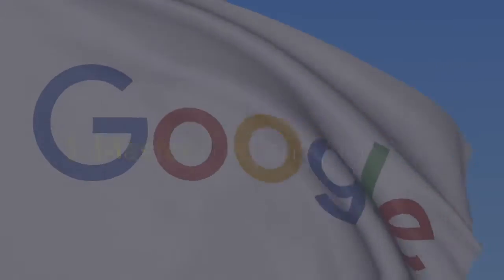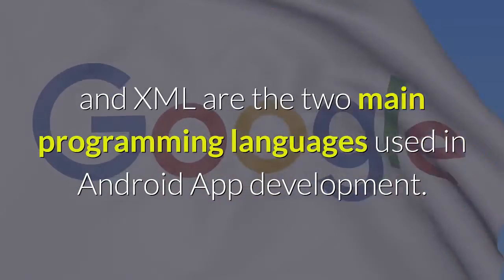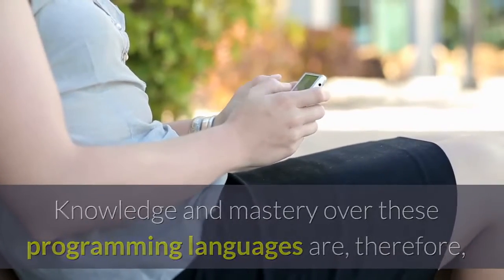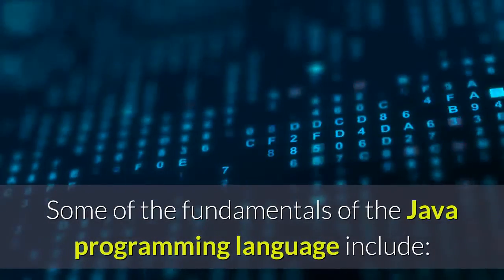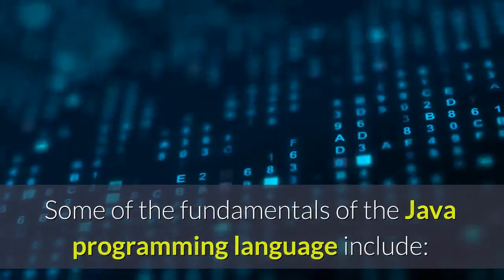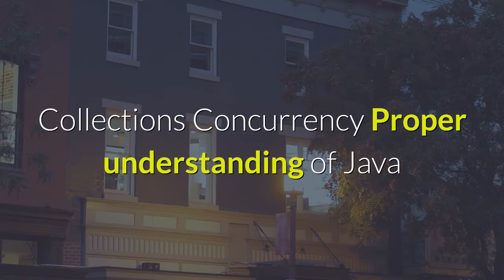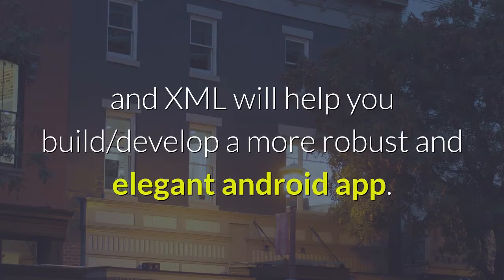Android app. 1. Master the language. Java and XML are the 2 main programming languages used in Android app development. Knowledge and mastery over these programming languages are, therefore, prerequisites to developing an Android app. Some of the fundamentals of the Java programming language include packages, objects and classes, inheritance and interfaces, strings and numbers, generics, collections, concurrency. Proper understanding of Java and XML will help you develop a more robust and elegant Android app.